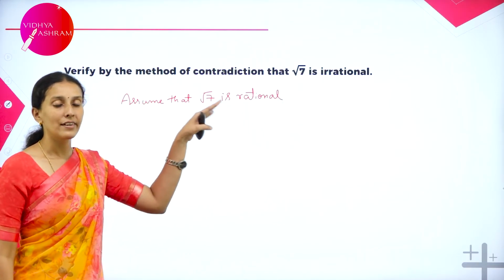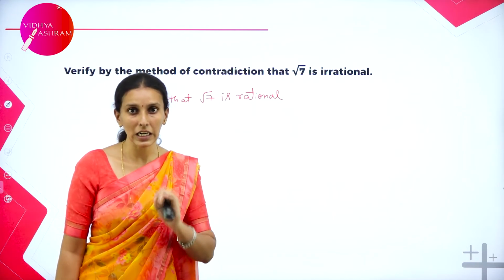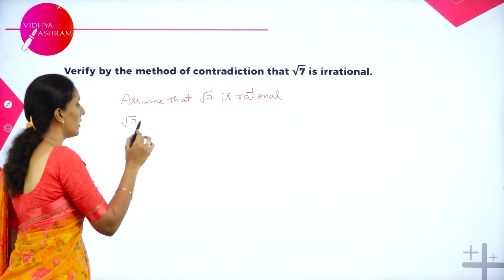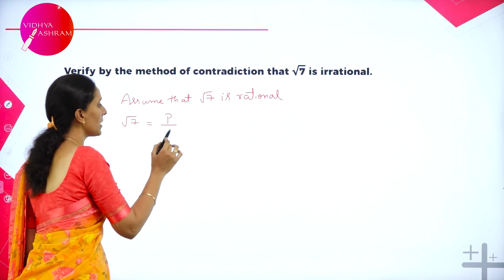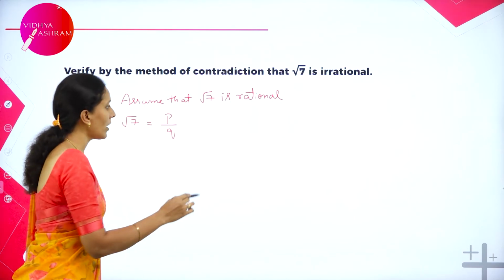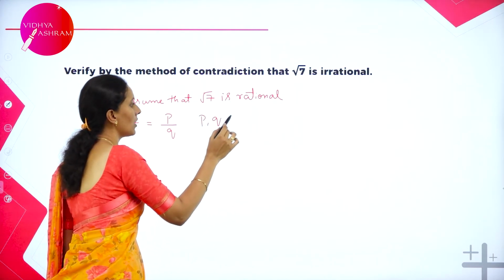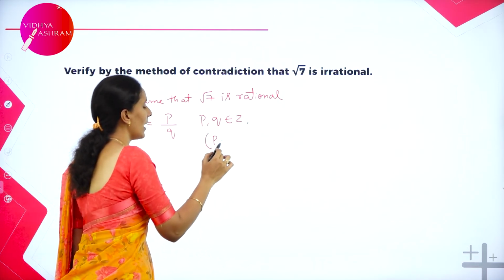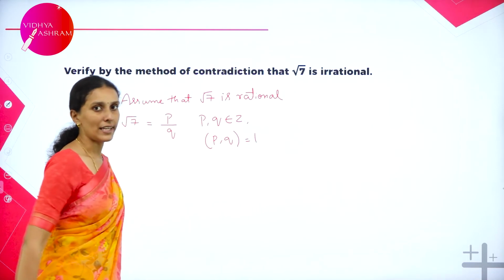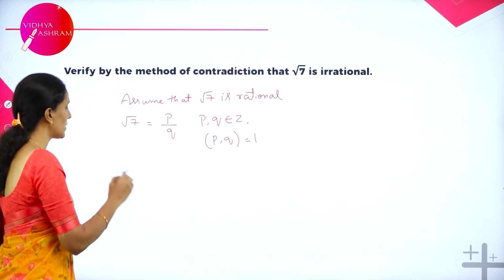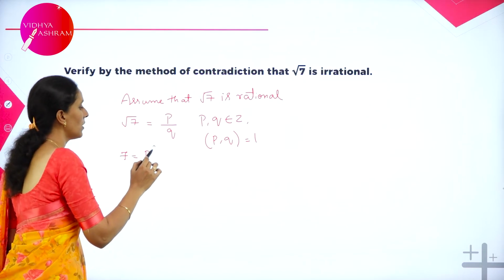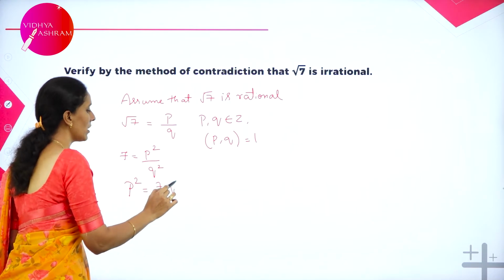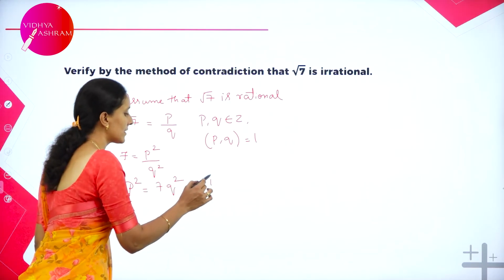If root 7 is rational, it has to satisfy a certain condition. What is that condition? Let's see. If root 7 is a rational number, then it can be expressed in the form P by Q, where P and Q are integers, P and Q belong to Z, and the HCF of P and Q must always be equal to 1. Now square on both sides. We get 7 is equal to P square by Q square, or P square is equal to 7 into Q square. Let's take this as equation 1.